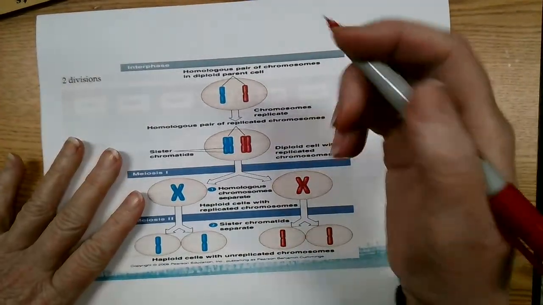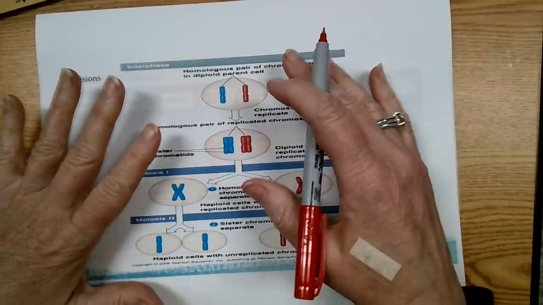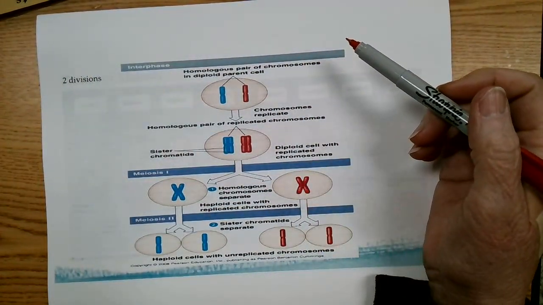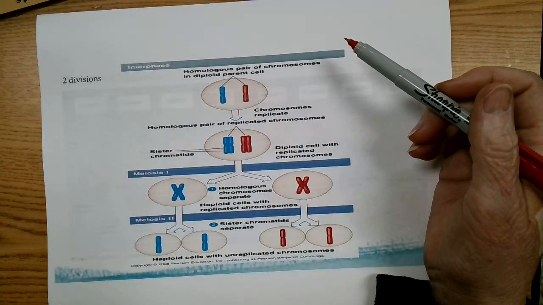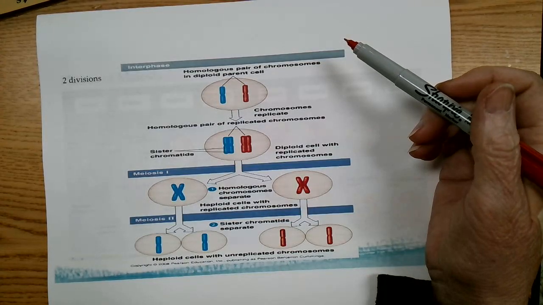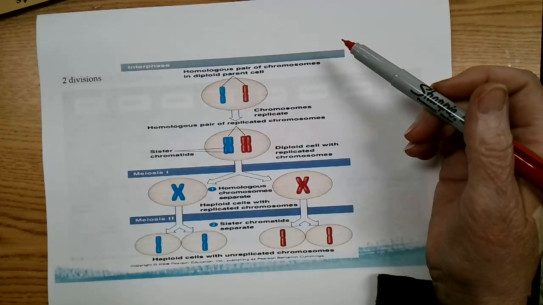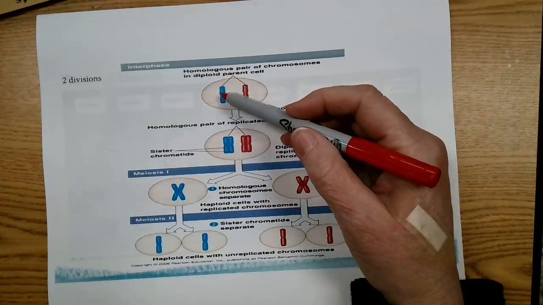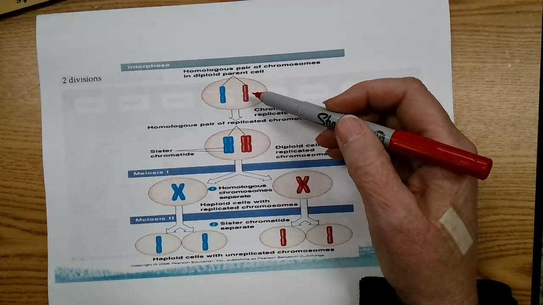And I really like this picture a lot. This is an example of an organism that would have a diploid number of 2, okay? It only has 2 different chromosomes, 2n, okay? 2n equals 2. So it has the one and the other, okay?